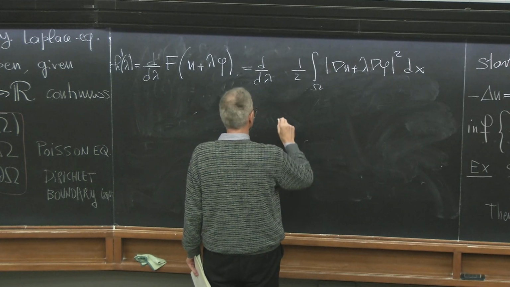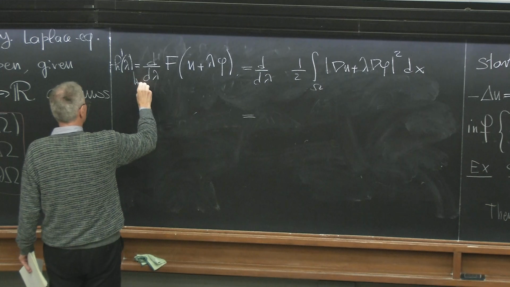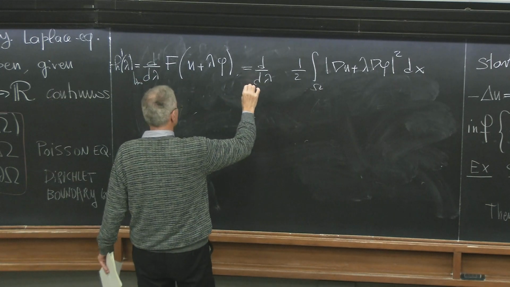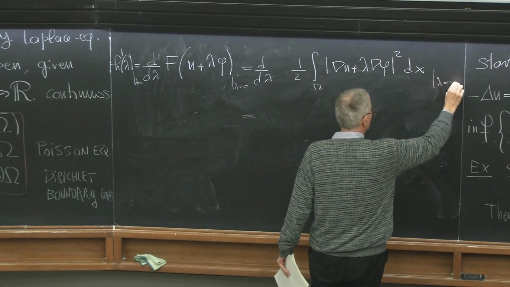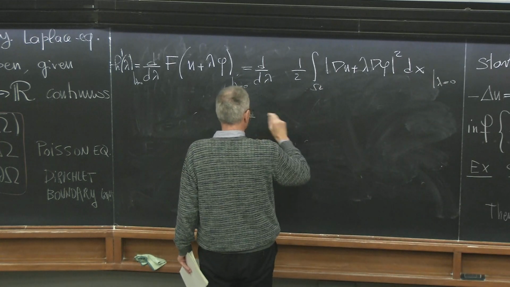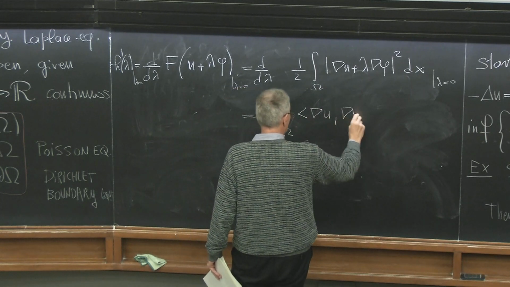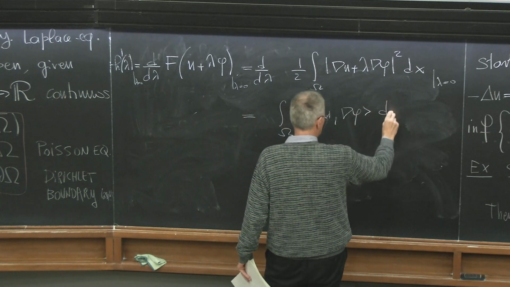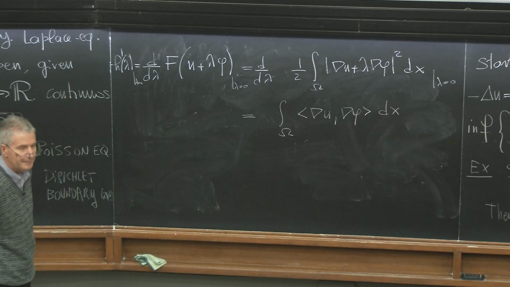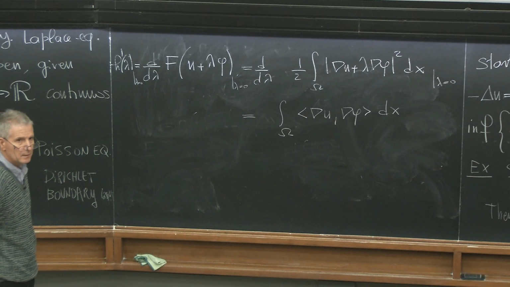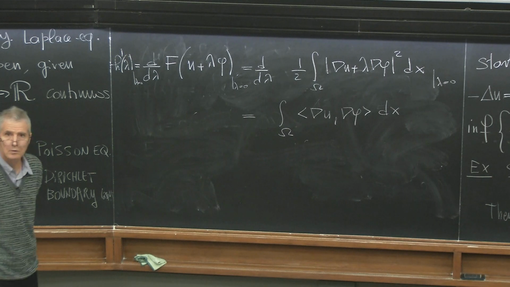So what do we get? I think, okay, this h prime at lambda equals 0. This is at lambda equals 0. You get the integral of grad u, grad phi dx. Do you agree with this?